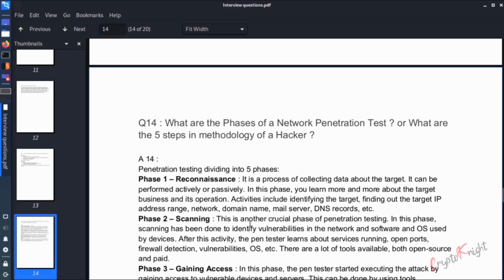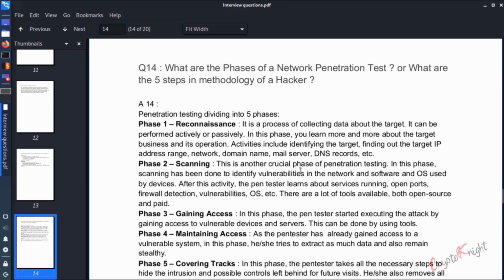Second phase is scanning. This is another crucial phase of penetration test. In this phase, scanning has been done to identify vulnerabilities in the network and software and operating system used by the device. After this activity, the pen testers learn about services running, open ports, firewall vulnerabilities, etc. There are a lot of tools for this, both open source and paid, and by now you must know that majorly we are talking about Nmap here. Third part is gaining access. In this phase, the pen testers started executing the attack by gaining access to vulnerable devices and server. This can be done by using different kind of tools.